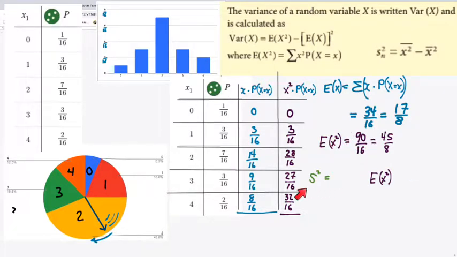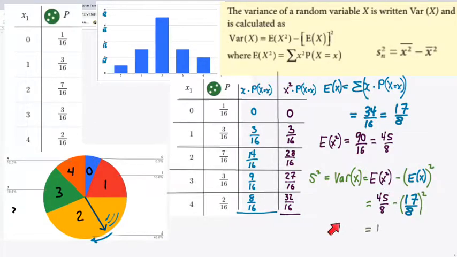I can find my variance as E of X squared minus E of X, squared, which is 45/8 minus 17/8 squared. You're not going to believe the number that comes up here. Bam, 1.09375. And then I take the square root and I get 1.05327.